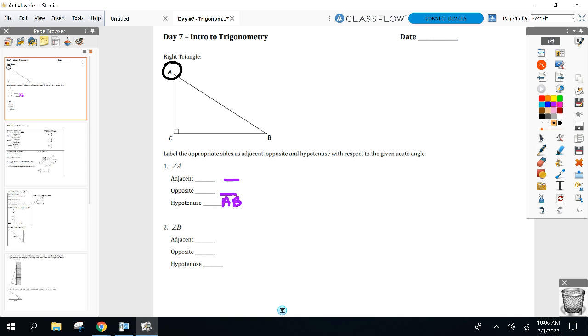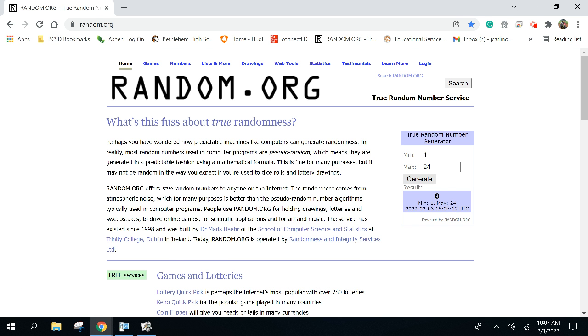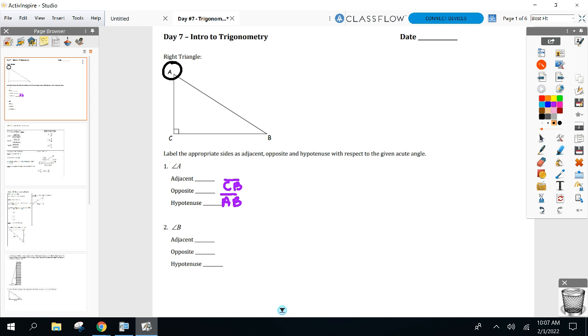CB is opposite. And now I'm going to have a final term, which is adjacent. When I ask you for adjacent, I'm looking for a leg. Because you could say, oh, this AB is adjacent to it, but that's already the hypotenuse. So I'm looking for a leg when we say adjacent. What leg is adjacent to angle A? AC.